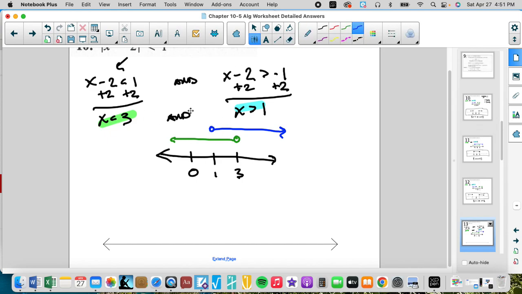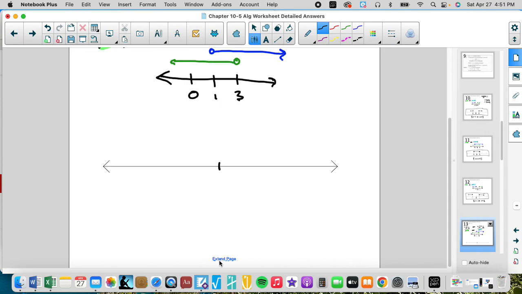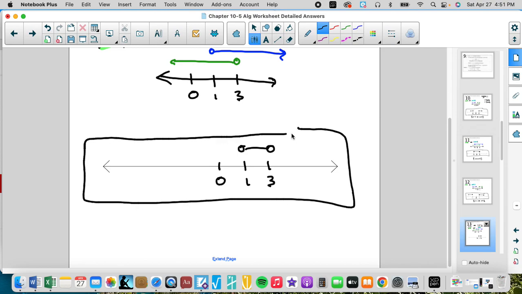And now, where do they intersect? Where do they overlap? Because "and" is true, true. So that's going to look like this. We have 0, 1, and 3, open circle, open circle. So open circle between that would be my answer. And then you have 1 is less than x, which is less than 3.